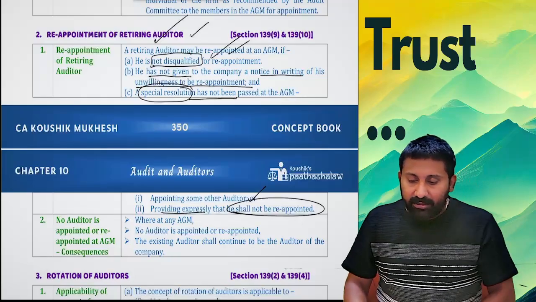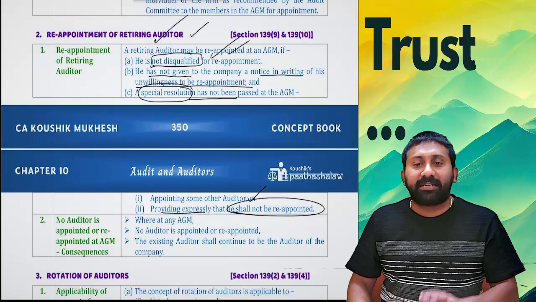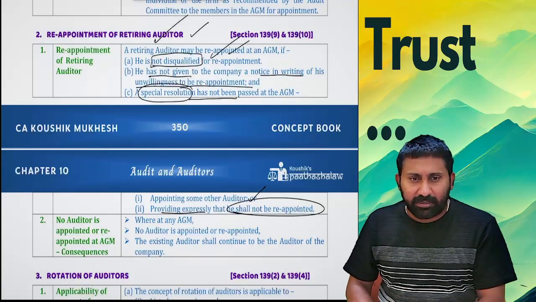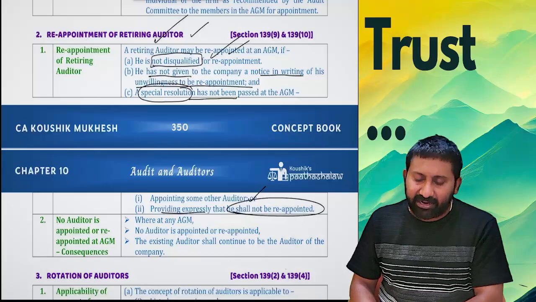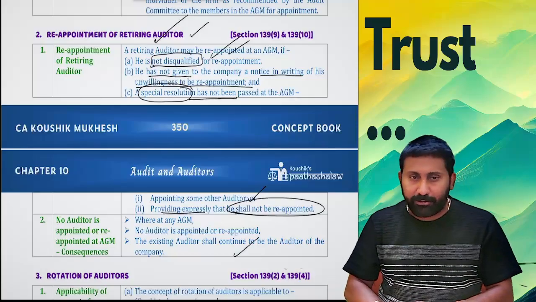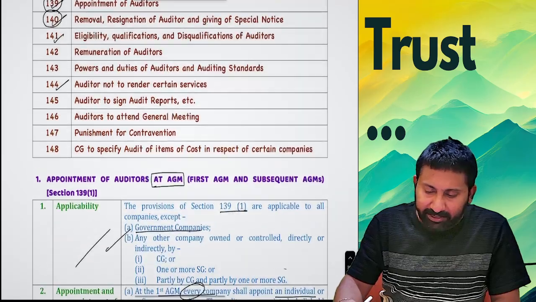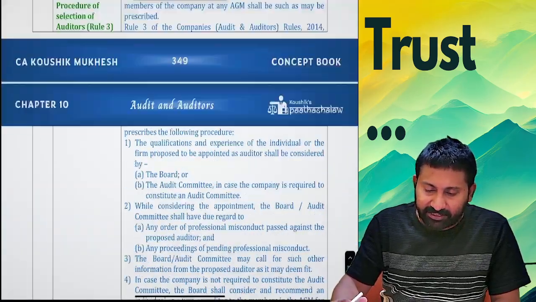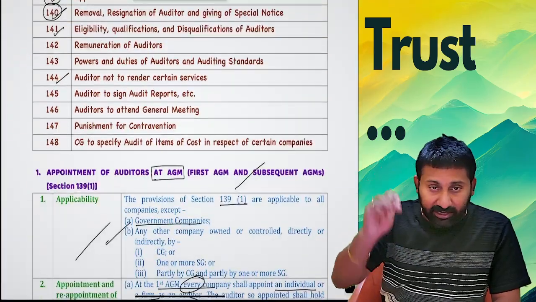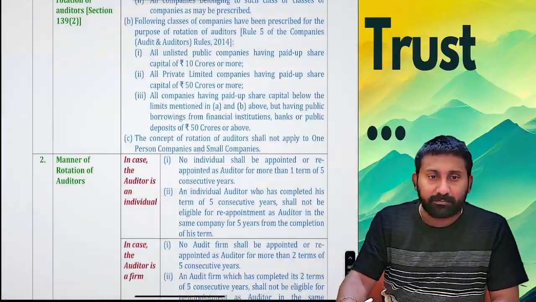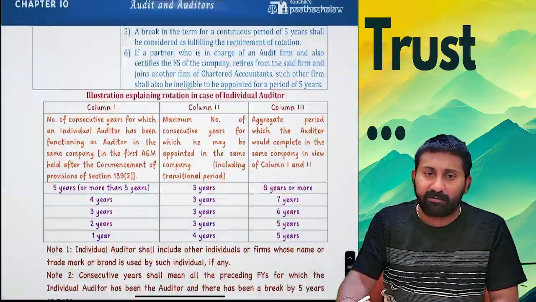Next one, if no reappointment decision was taken, that means they didn't say yes, they didn't say no, no decision is taken, then the existing auditor shall continue. Next, what are the points we completed? Section 139: first AGM appointment, first auditor completed, appointment of auditors other than the first auditor completed. Next, rotation we will separately discuss.